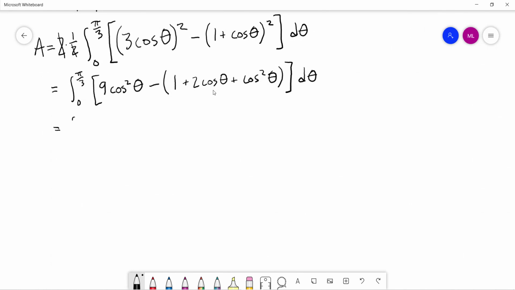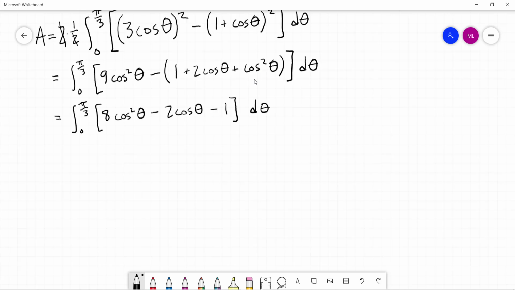So we'll collect our like terms. I have 9 cosine squareds, and I'm going to subtract a cosine squared, so I'll wind up with 8 cosine squared of theta. I've got a minus 2 cosine of theta, and I have a minus 1 d theta. So distributing that negative sign through and collecting like terms.